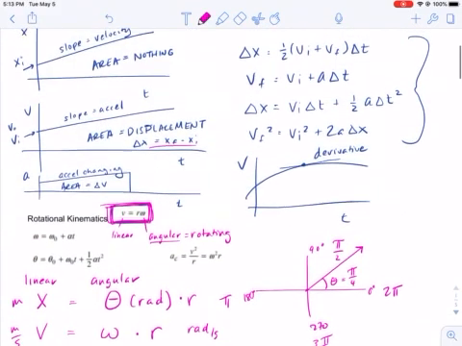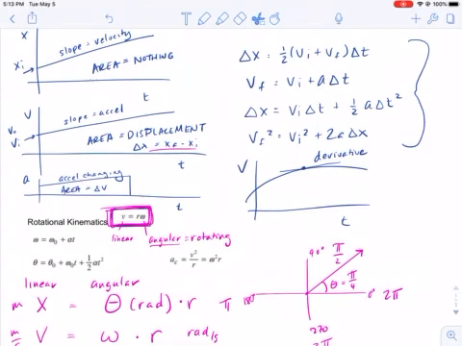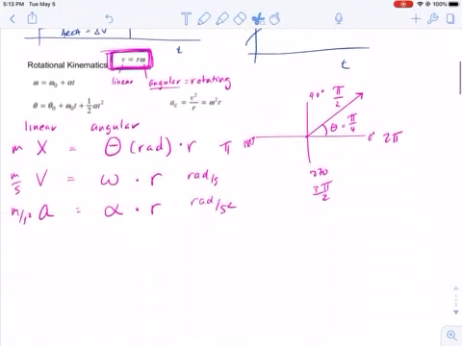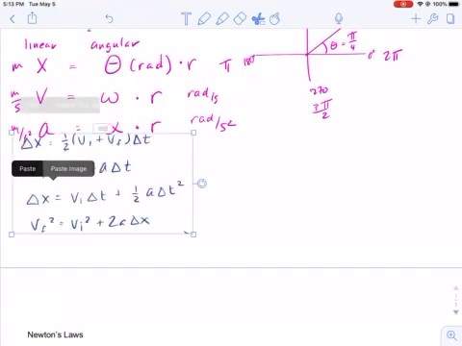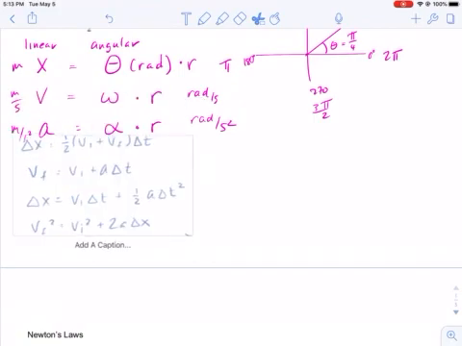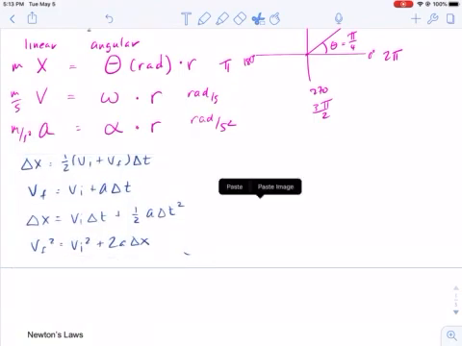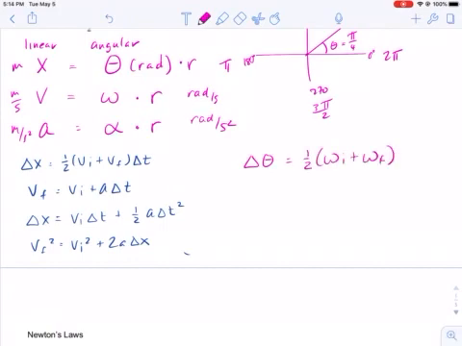So do I have enough room? I think I do. So I can take these equations, and if I know them pretty well, and I do, then I can translate them into an angular version. So instead of x, I'm going to write theta equals 1/2 initial speed plus final speed times delta t.